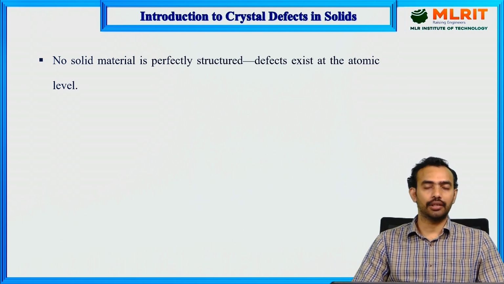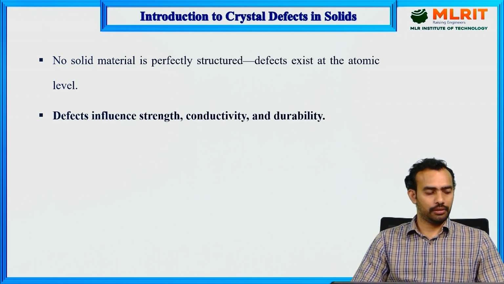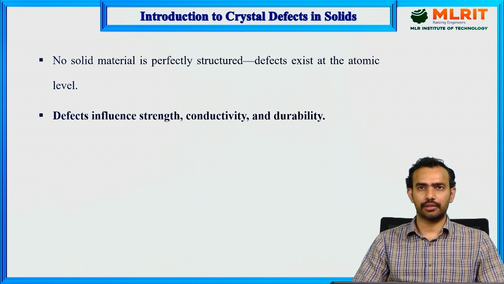As we discussed last class, there is no solid material which is perfectly structured. That means every solid consists of a certain degree of defects that are present in the material. So defects can be present at the atomic level. These defects influence properties such as strength, conductivity, or the durability of the material. So it is very important to understand the behavior of these defects.